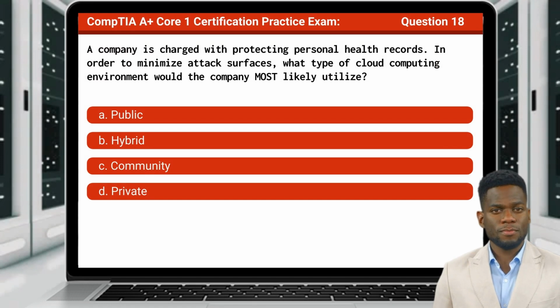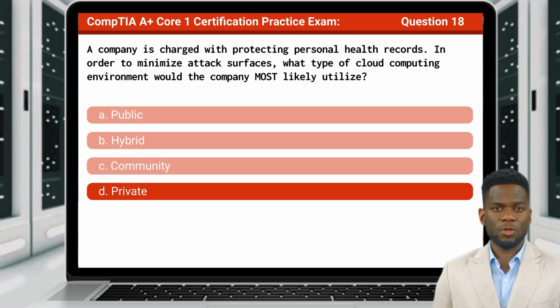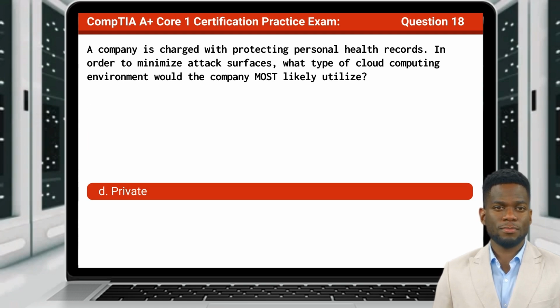Question 18. A company is charged with protecting personal health records. In order to minimize attack surfaces, what type of cloud computing environment would the company most likely utilize? The answer is D. Private.